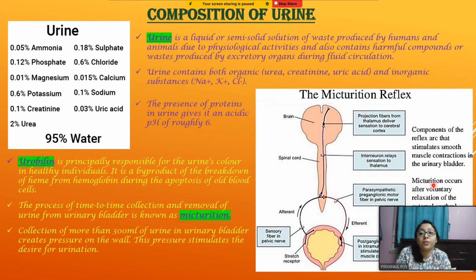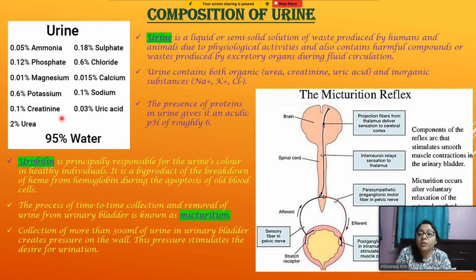So, coming to the composition of urine. Urine is basically a liquid or semi-solid kind of solution, because it comprises the waste coming from the metabolic activities of the body, and it also contains certain harmful compounds that need to be excreted from the body. So urine contains both organic substances like urea, creatinine, uric acid, and inorganic substances like sodium, potassium, chloride ions. Now the presence of acids in urine gives it an acidic pH of around 6.